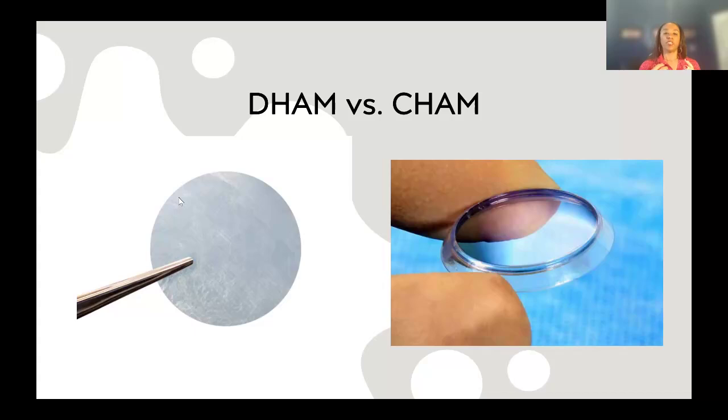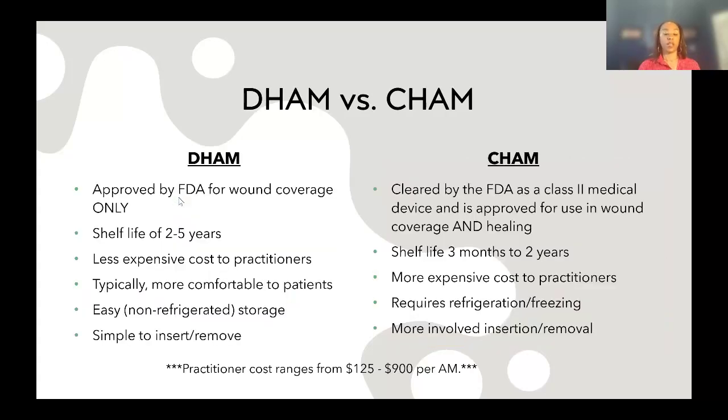There's more just proof that this is effective in managing these corneal insults than the dehydrated membrane. Both of them work well. It's just the cryopreserved membrane seems to be a little bit more effective in some of these more complicated cases. So for dehydrated membranes, they are only approved by the FDA for wound coverage. Cryopreserved membranes are a Class II medical device that are approved for both wound coverage and healing.